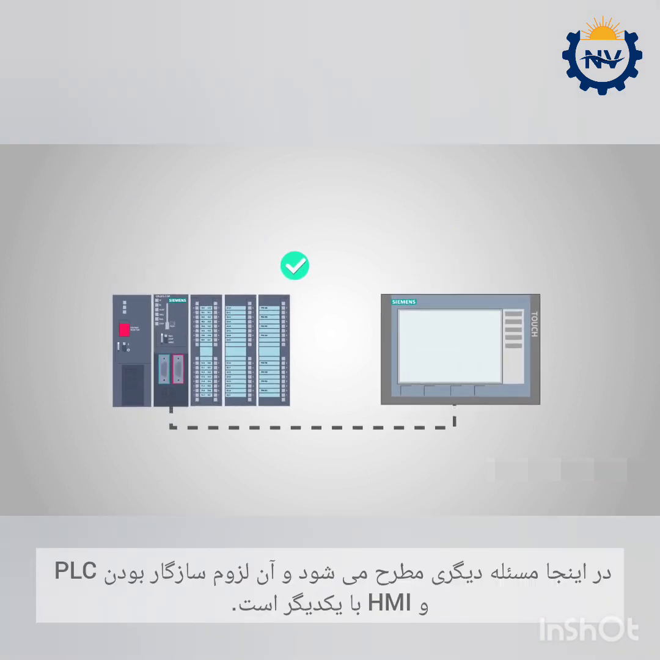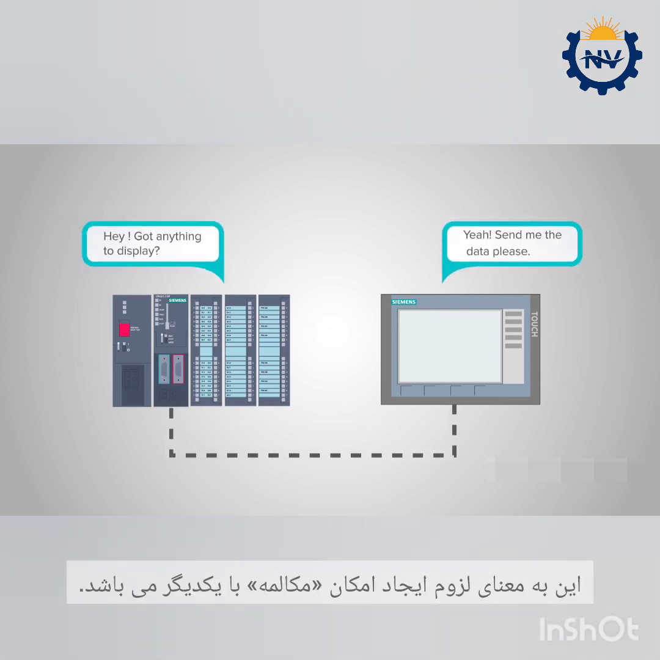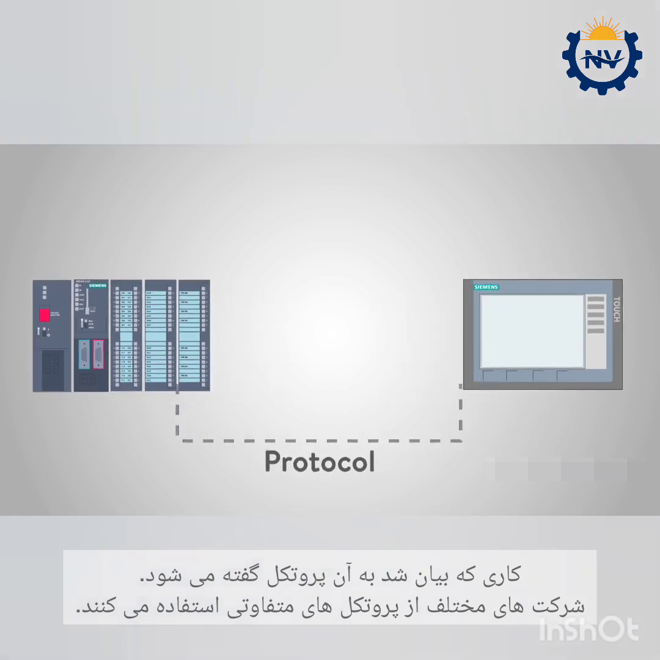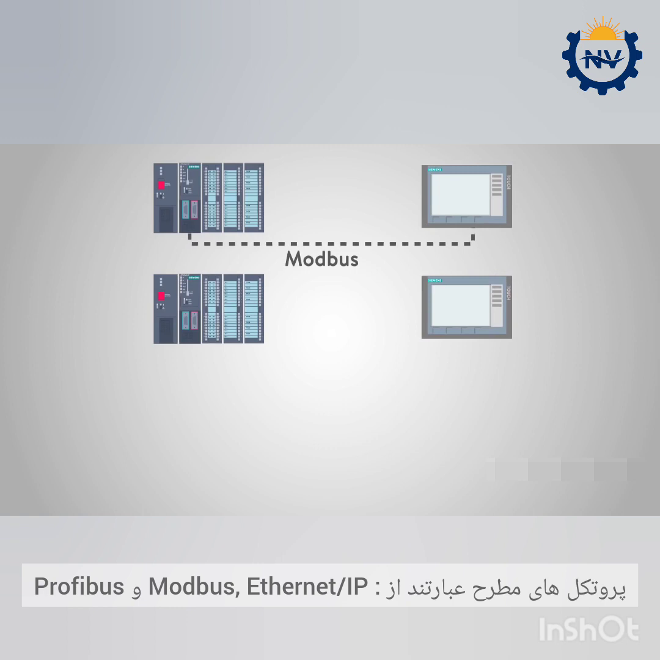This brings up another point. The HMI and PLC need to be compatible. This means they need to be able to talk to each other. They do this on what's called a protocol. Different companies use different protocols. Company protocols are Modbus, Ethernet IP, and Profibus.